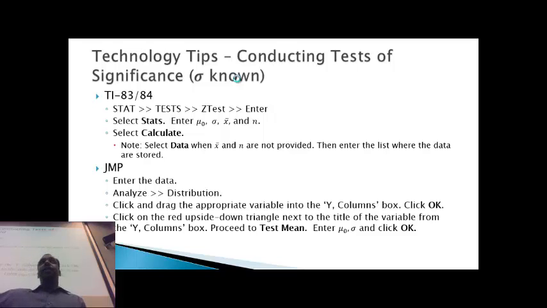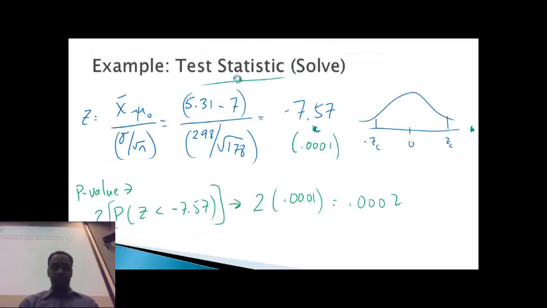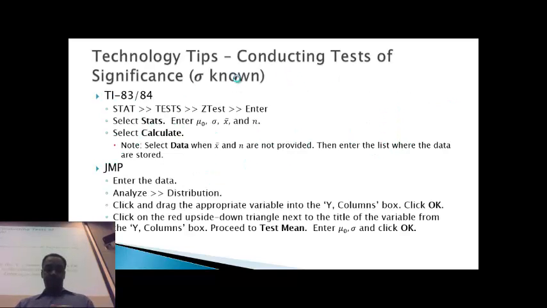And you guys are used to going down to Z interval, not this time. Just go to the first one. Stats, okay? And then this time put in all the given information. So I'll put in 7. I'll put in sigma of, what was that, 2.98. I'll put in my sample mean of 5.31. A sample size of 178. And then do we do not equal to, less than, or greater than? Not equal in this case, yep. And then calculate.